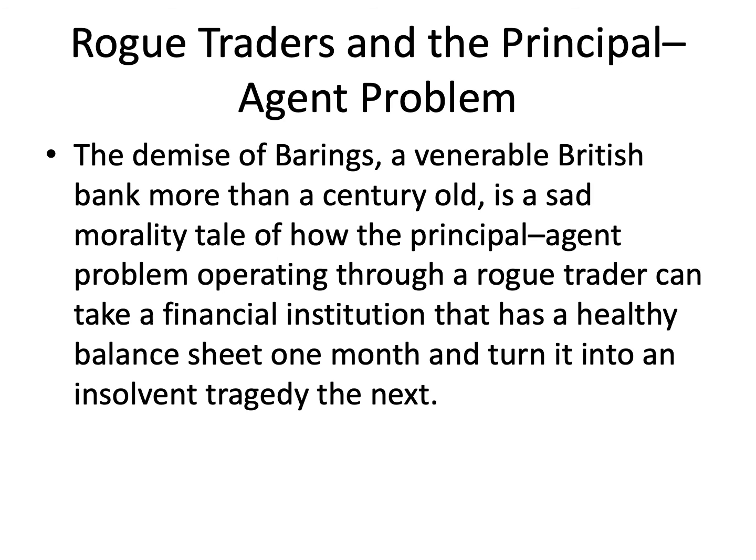One classic example is the demise of Barings, probably worth seeing the movie Rogue Trader, a venerable British bank more than a century old. It was a sad morality tale of how the principal-agent problem operating through a rogue trader can take a financial institution that had a healthy balance sheet one month and turn it into an insolvent tragedy the next. Barings' position had to be given to the Bank of England, and effectively its liabilities were greater than its assets, and the Bank of England put it into default.